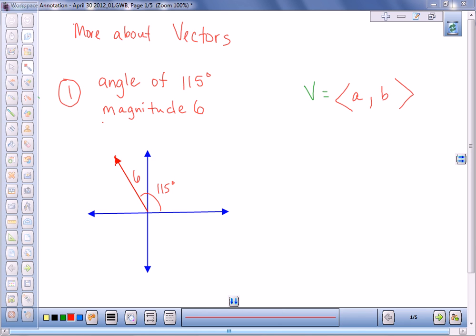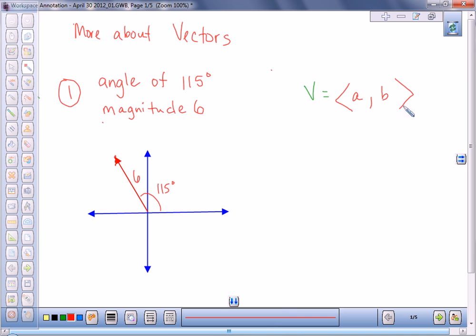Today we're going to add a little bit more to what we know about vectors. We know that a vector gives us a representation of a magnitude and a direction. So in our first example here, we have an angle of 115 degrees with a magnitude of 6. And what I want us to do is put this in component form.